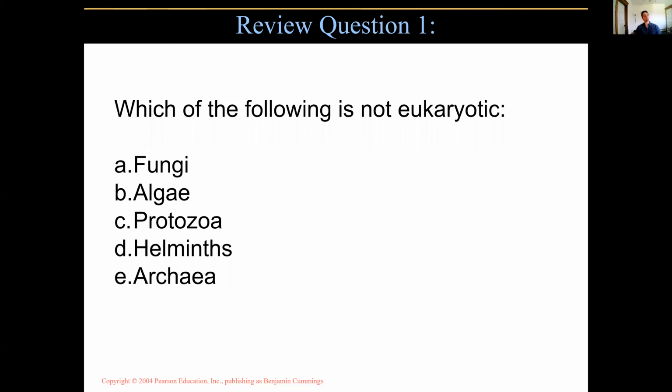Okay, then for today, we're also going to do 4 review questions. So which of the following is not eukaryotic? Fungi, algae, protozoa, helminths, or archaea? I mean, this is a very, very easy question. I'm just going to give you guys about 3 more seconds. The answer, of course, here is archaea. I mean, it's literally a different domain. So I'm hoping everyone got that one correct.